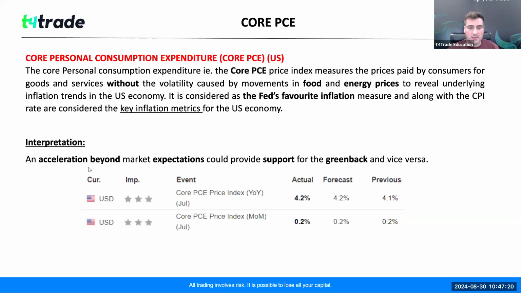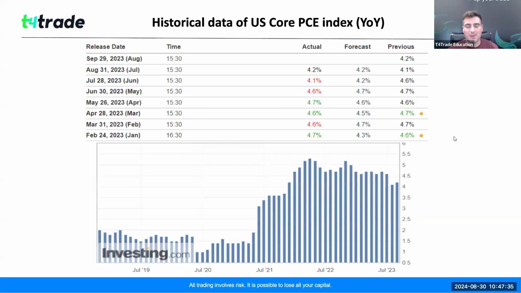Okay, again, same dynamic here. Acceleration beyond market expectations could provide support for the greenback and vice versa. So if it's above expectations, positive. If it's below expectations, this is negative, and it has different implications on how the central bank behaves upon this.